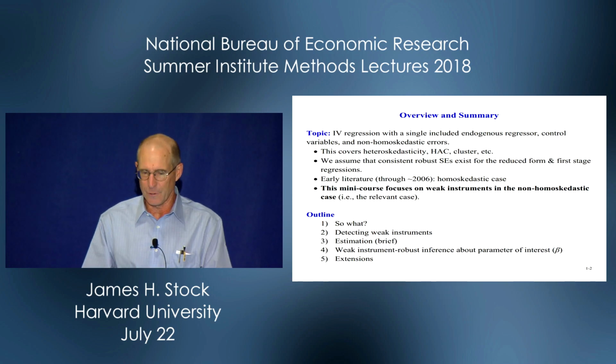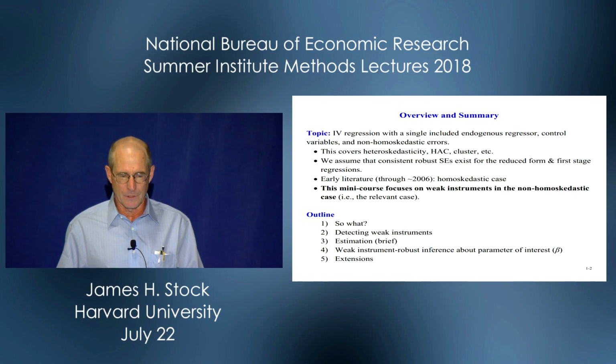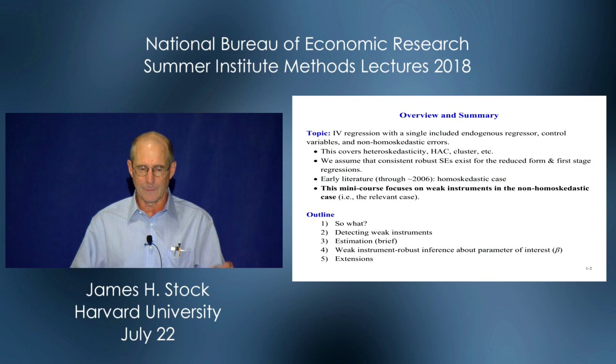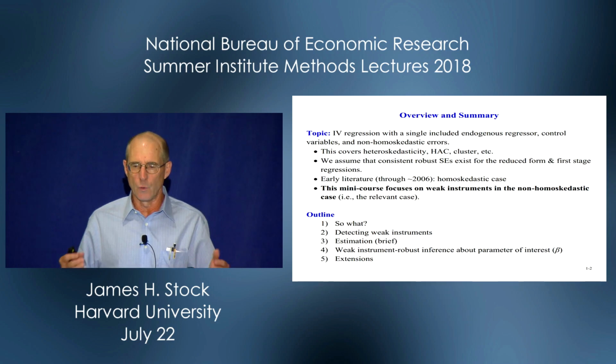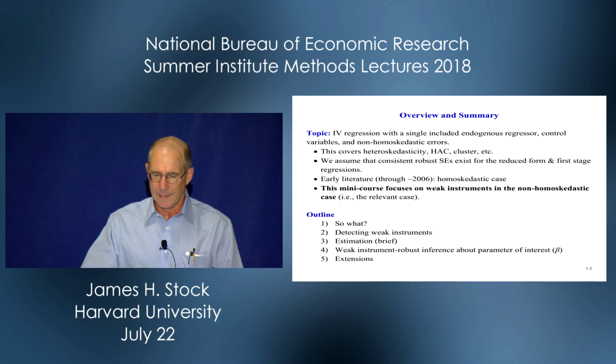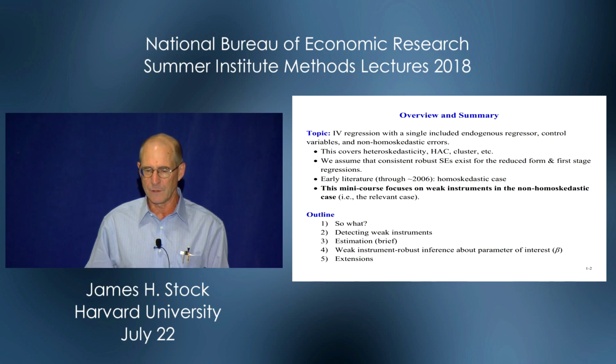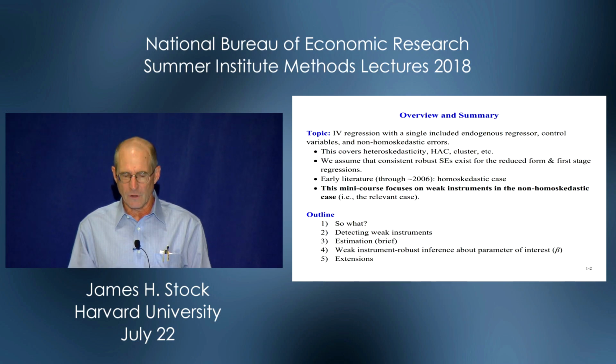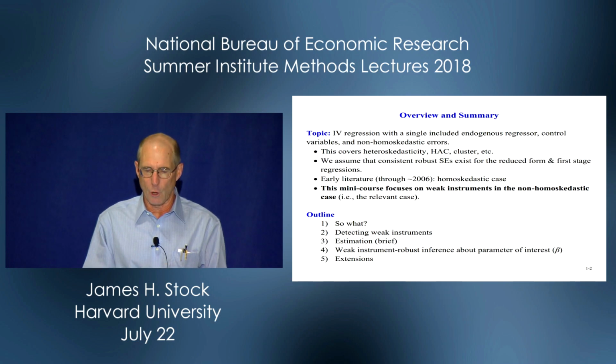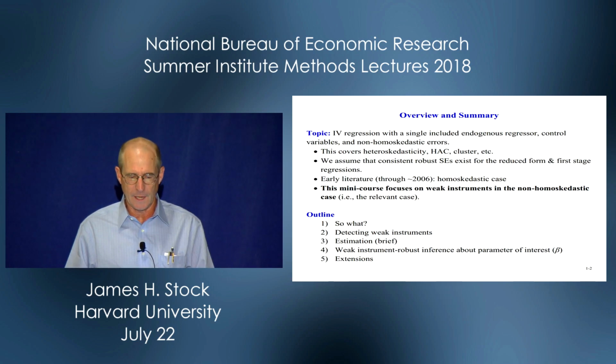Linear IV with a single included endogenous regressor, and we'll talk about some extensions. We actually know a fair amount about that case, so we're going to have some pretty concrete recommendations. I'm going to go through detecting weak instruments. I'm going to say just a few words about estimation, and then we'll take our break, and then I'm going to hand it over to Isaiah, and he's going to talk about some weak-instrument-robust inference methods. You might have heard of Anderson-Rubin statistics, things like that, all in the heteroscedasticity case, and then we'll talk about some extensions and open problems.